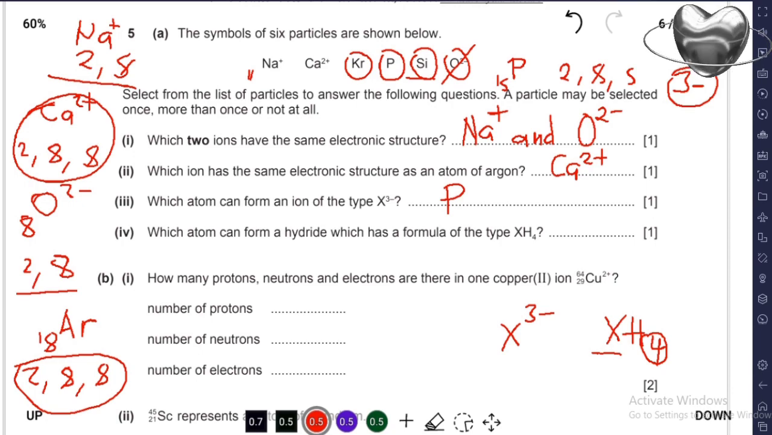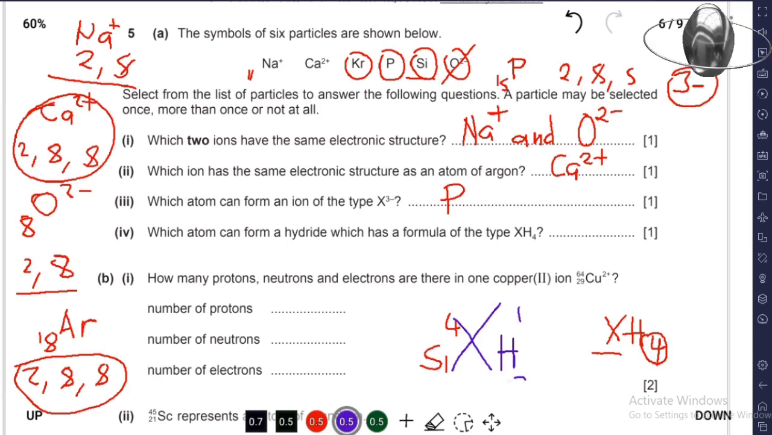So we are going to say silicon has the valence of 4, hydrogen has the valence of 1. When we crisscross here, we are going to have SiH4, meaning this is silicon tetrahydride. So we are going to have silicon as the answer there.